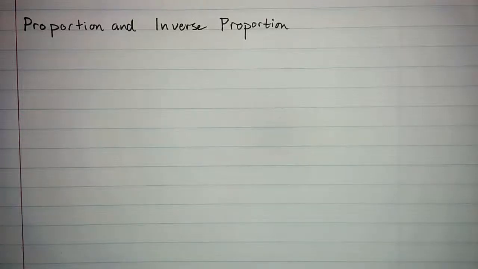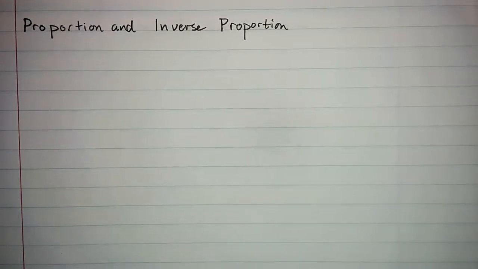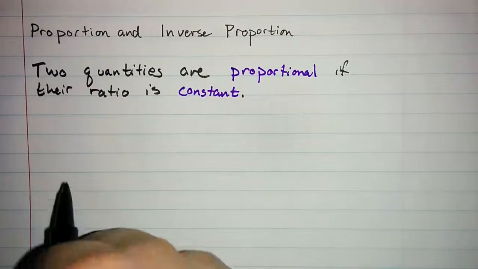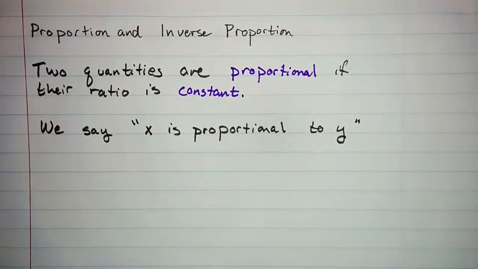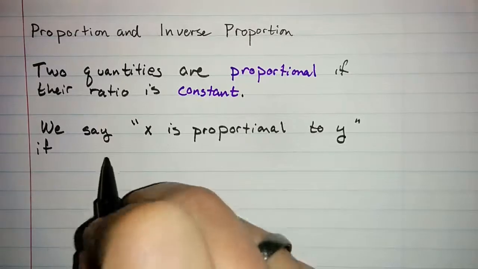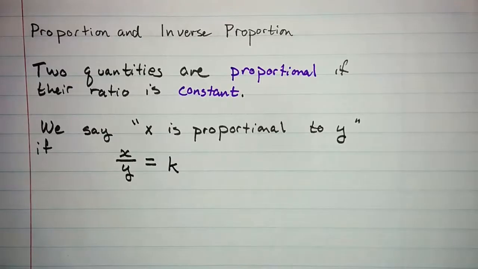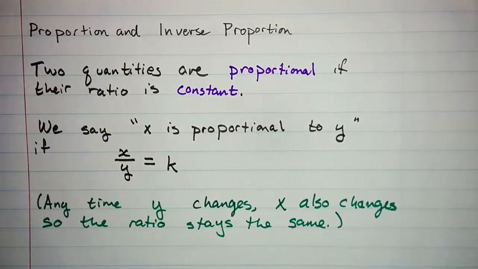Another place that we encounter rational equations is when we're dealing with proportional quantities. Now, we already know what it means for two quantities to be proportional. Two quantities are proportional if their ratio is constant. That is, we say x is proportional to y if the ratio x over y is equal to some constant. That is, anytime y changes, x also changes to keep the ratio the same.